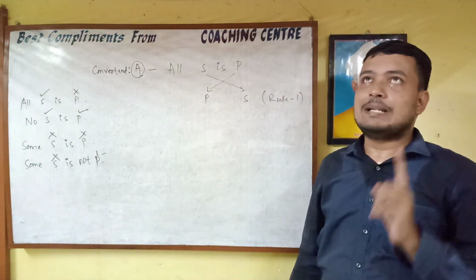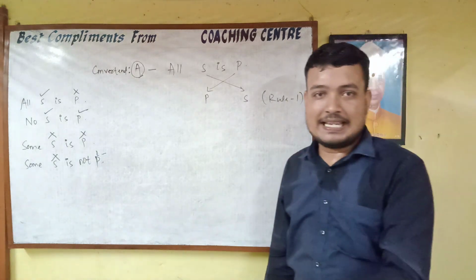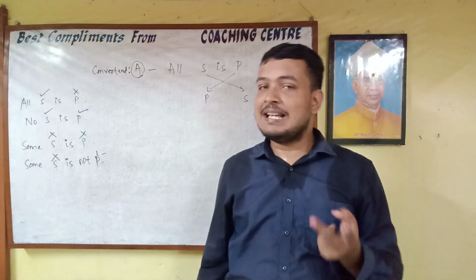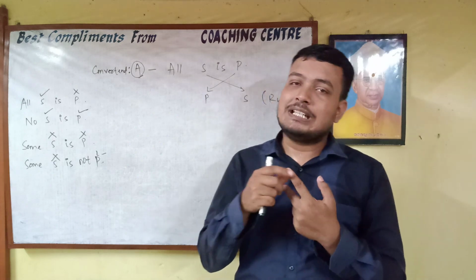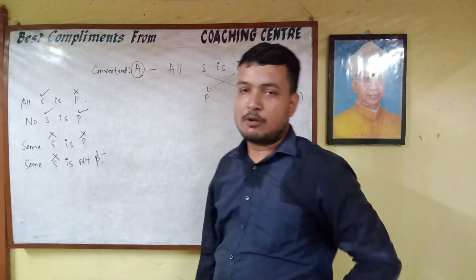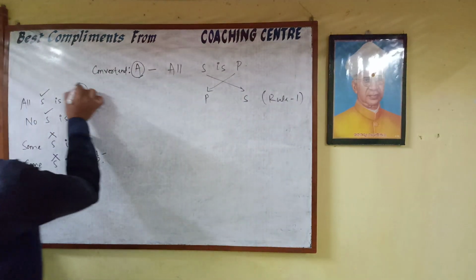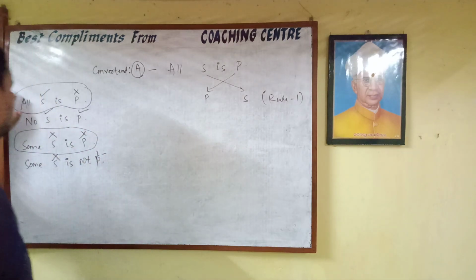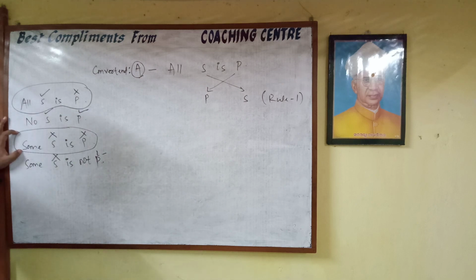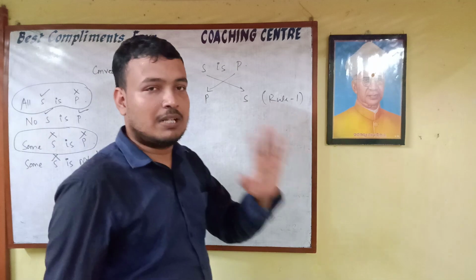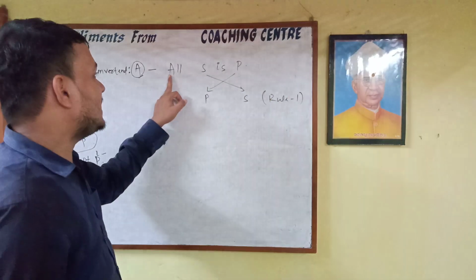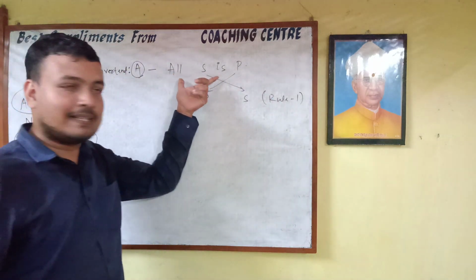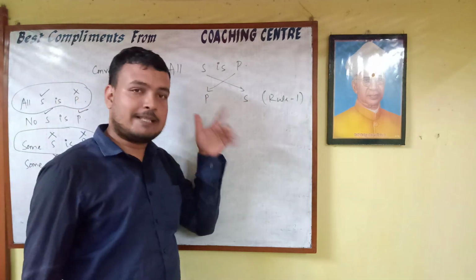Second rule: quality remains unchanged. Quality does not change. How many types of qualities are there? Two types: one is affirmative, another one is negative. We have four types of proposition. Among them, one is universal affirmative and another is particular affirmative. So quality remains unchanged. The quality of all S is P, a universal affirmative, is affirmative. So the converse must be affirmative as per Rule 2 of conversion.